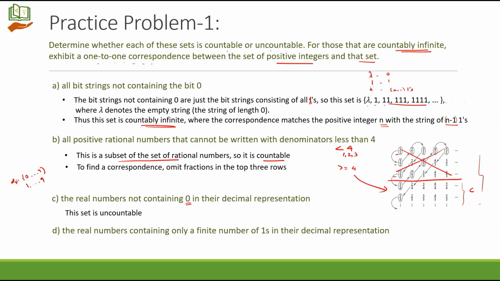We'll go for D. The real numbers containing only a finite number of ones in their decimal representation. Finite number means only a certain number of ones are allowed. This set is also uncountable. It is talking only about the ones. You still have 0, 2, 3, 4, 5, 6, 7, 8, 9. So excluding this one digit is not going to make a big difference. That's why both the sets are given uncountable as the answer.